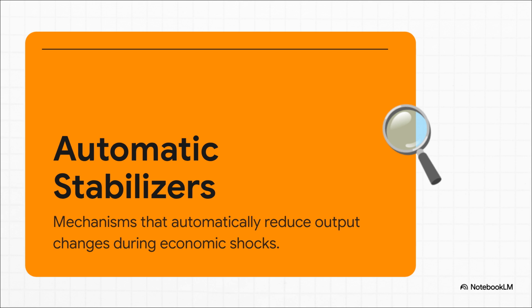Conversely, in a recession, incomes fall, tax burdens automatically shrink, and transfer payments naturally rise. The government stabilizes the economy without having to pass a single new law.